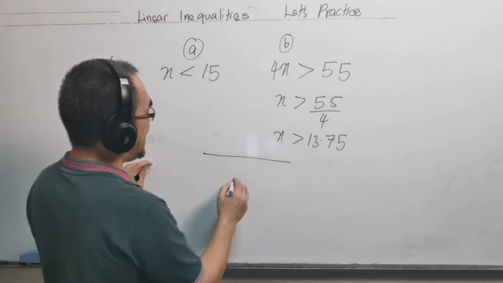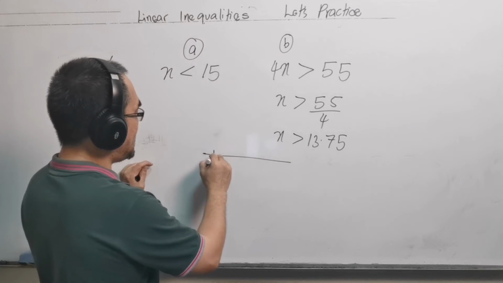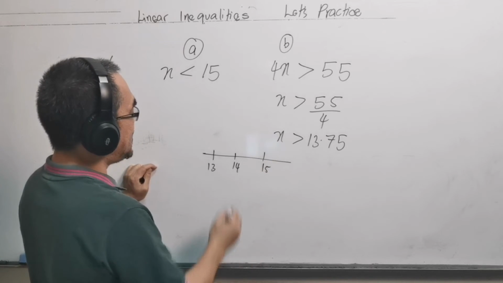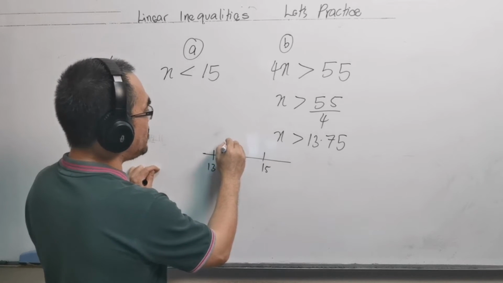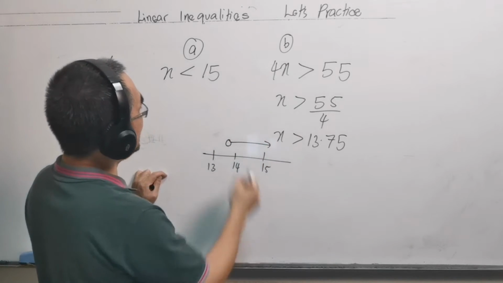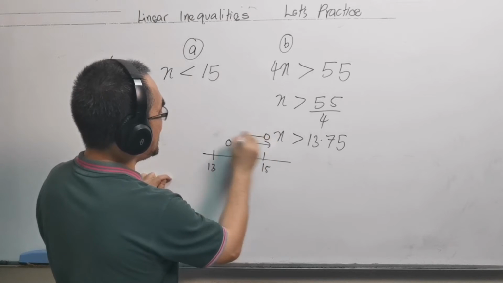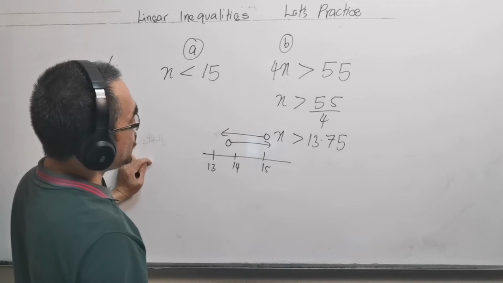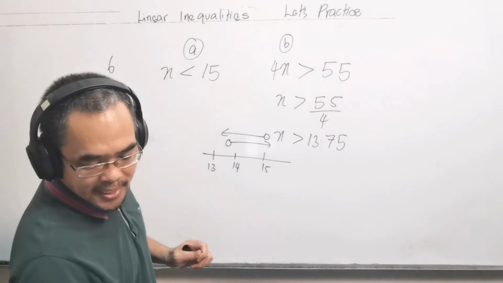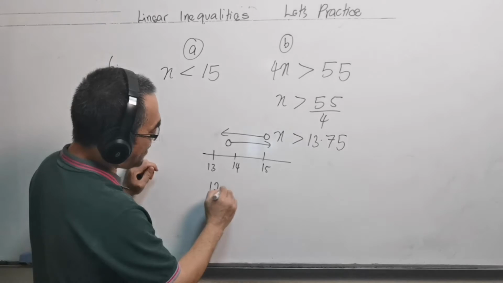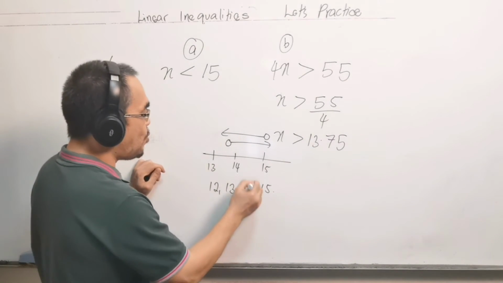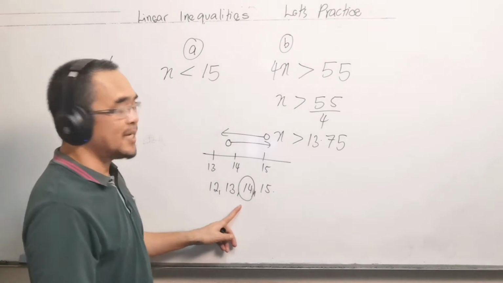If we draw a straight line, we should have 13, 14, 15, and 13.75 should be here. And then the second one says less than. So the number we are talking about, is it 12 gram, 13 gram, 14 gram or 15 gram? It's only one that is possible, 14 gram.